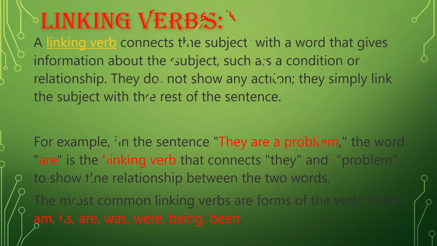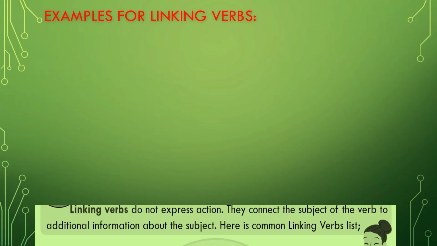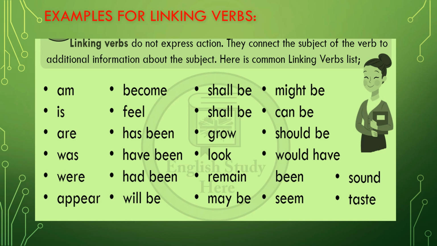Okay, next example for linking verbs. Here am, is, are, was, were, appear. Not only these: am, is, are, was, were, become, feel, has been, have been, will be, shall be, grow, look, remain, may be, might be, can be, should be, would be, been, seem, sound, taste. These are stating verbs as well as linking verbs. So just now your teacher said that linking verbs are the be forms, but I have given extra verbs here. These relate to the five senses. Those come under linking verbs only.